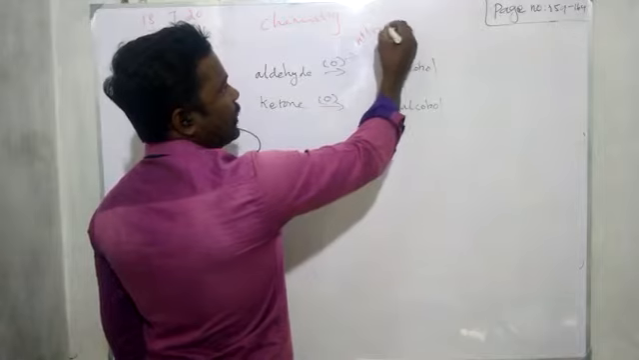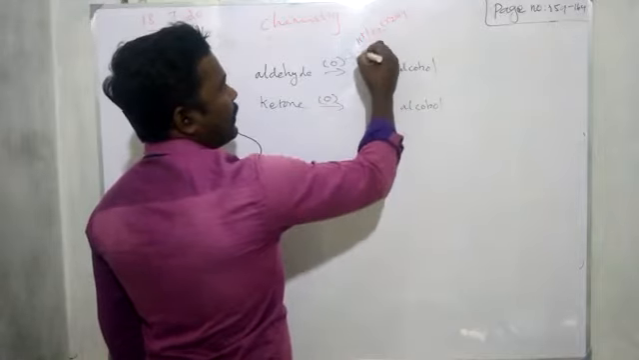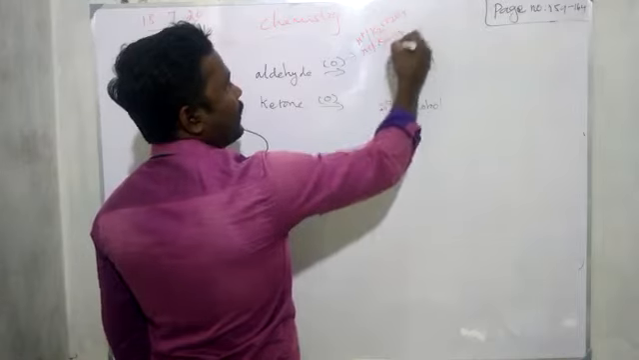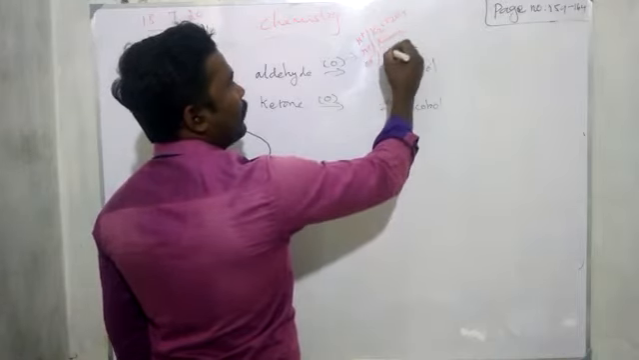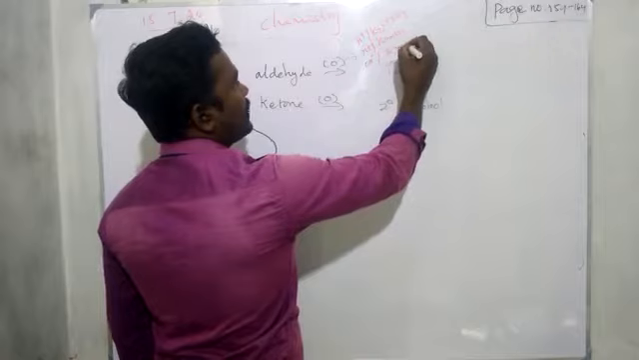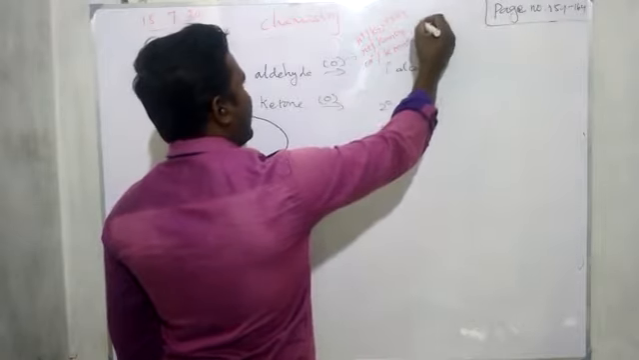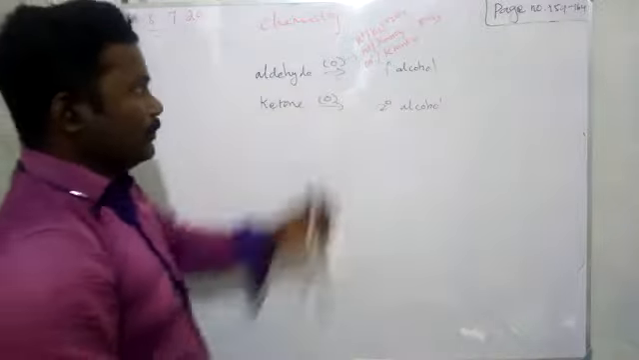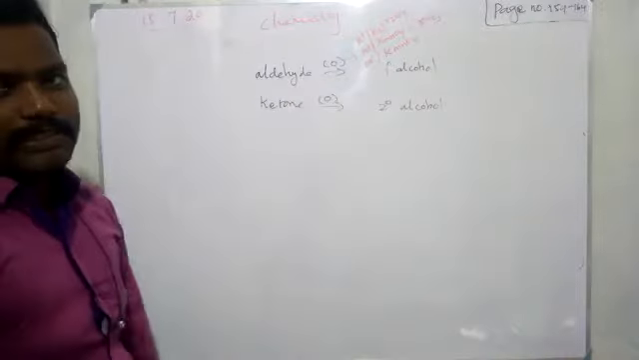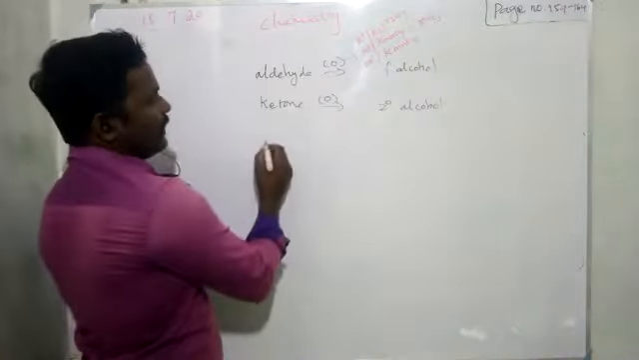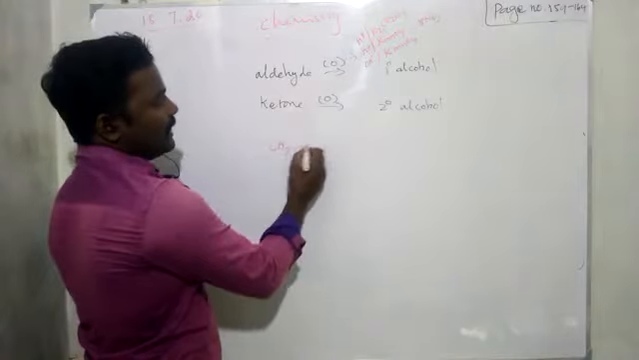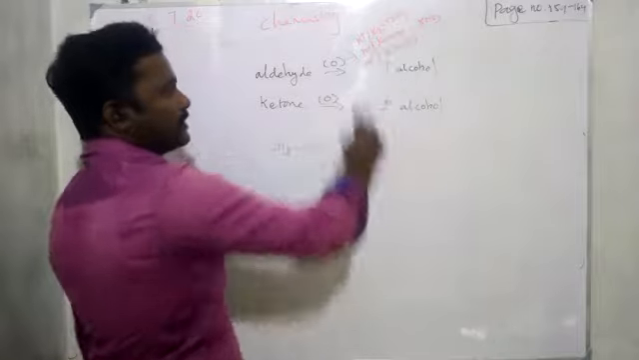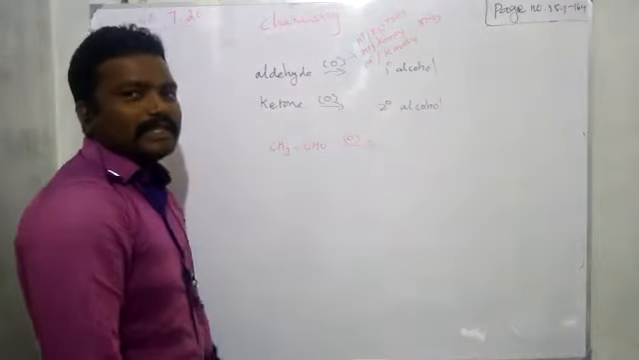Acidified potassium dichromate, acidified KMnO4, alkaline KMnO4. Somewhere we will use nitric acid also as an oxidizing agent. Okay. So very familiar, we will use potassium dichromate. We will take one example, CH3CHO, acetaldehyde, on oxidation in the presence of any one of these oxidizing agents.